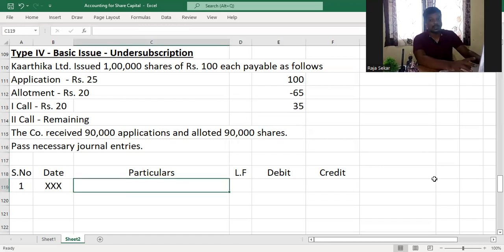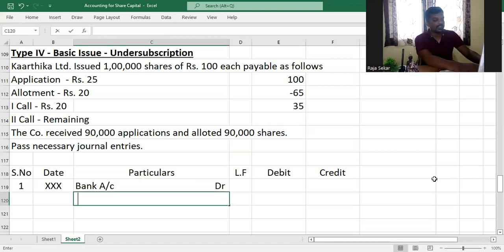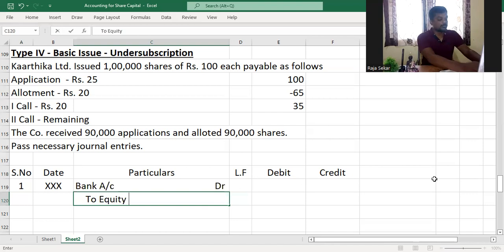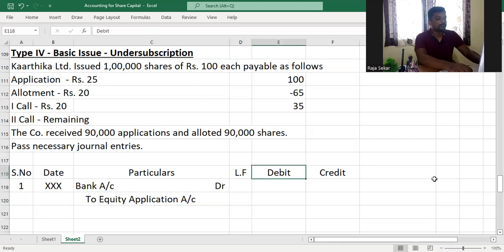All right, let's start accounting for this. We know the first journal entry is bank account debit to equity share application. I have explained it enough and I've given the logic for the journal entry numerous times, so I'm not going to do it again. In case you're not understanding why a particular account is credited or why a particular account is debited, please refer to the previous videos or the video in which I've explained the logic. You will understand why we're debiting bank account and we're crediting equity share application account.